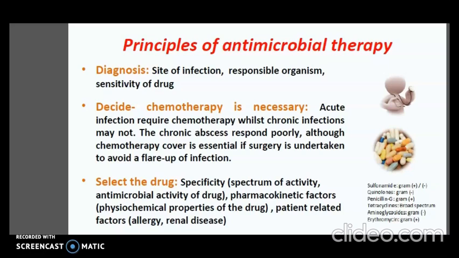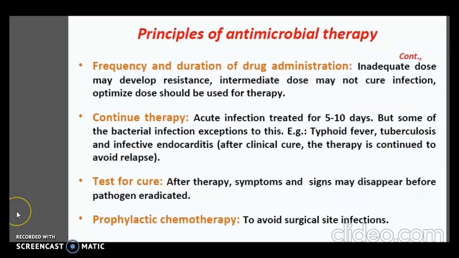Select the drug based on specificity, pharmacokinetic factors, and patient-related factors, such as whether they have any allergy or renal disease. Next is the frequency and duration of drug administration. Inadequate dose may develop resistance and intermediate dose may not cure infection. So, an optimized dose should be used for therapy.